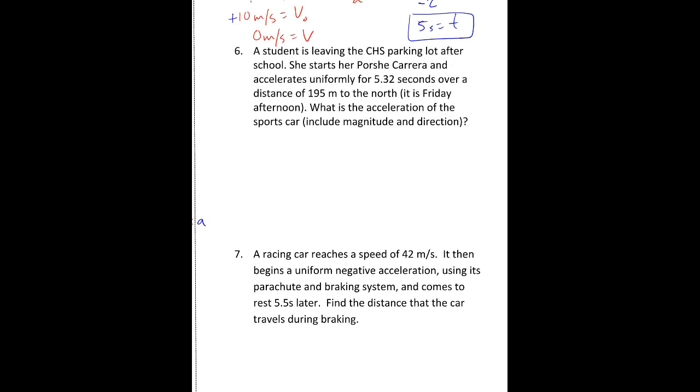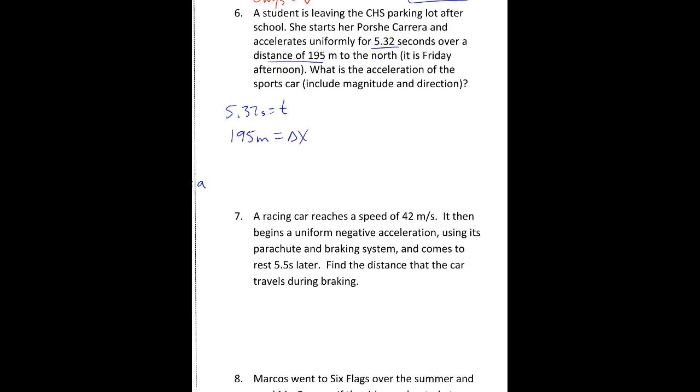6. A student is leaving the CHS parking lot after school. She starts her Porsche Carrera and accelerates uniformly for 5.32 seconds. So 5.32 seconds is my time over a distance of 195 meters to the north. So 195 meters, that is going to be my displacement. I'm writing delta x there because it is my change in position. She moved over a distance of 195 meters to the north. That is her displacement. What is the acceleration?